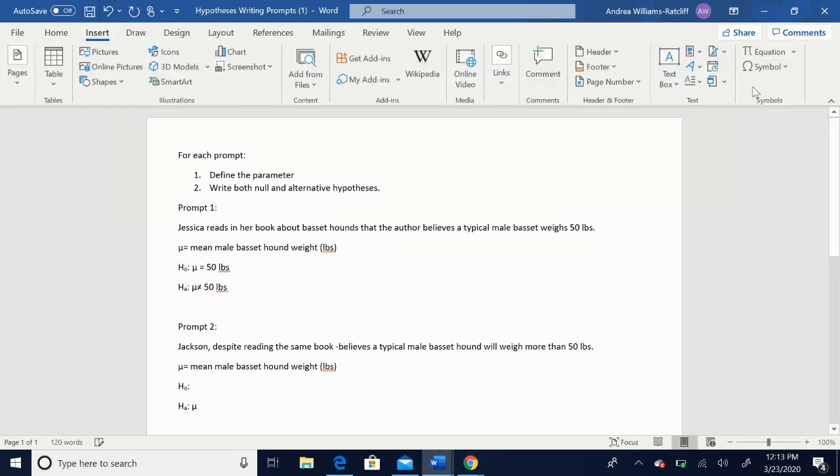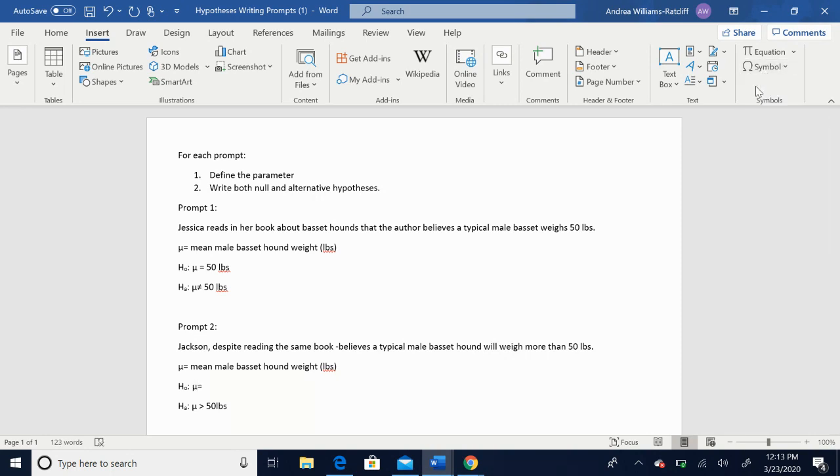So we're going to say mu. I don't have my greater than symbol up there, so I'm just going to type it in. Mu is greater than 50 pounds. Now we wonder what would be the null. We know it has to be an equation, so we can go ahead and put in mu equals.